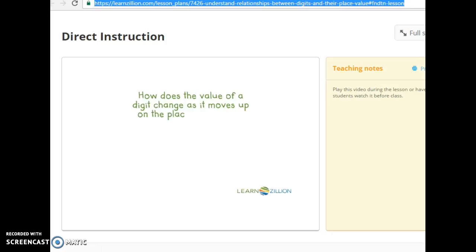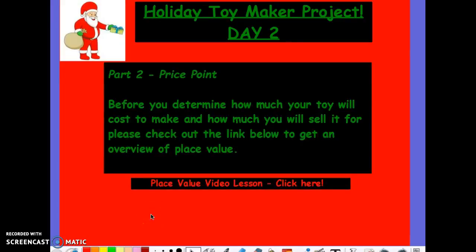Let's go over the directions. Part 2 is how much you are going to charge for your toy. But before you determine how much your toy will actually cost to make, you need to know how much it will cost you before you can figure out how much you're going to sell it for. So you've checked out that video and now you're ready to complete part 2 of the project.